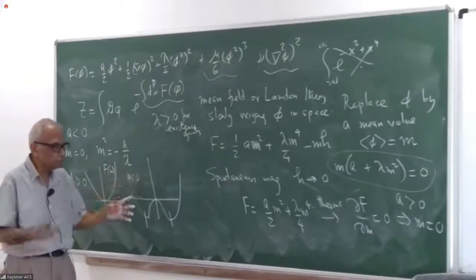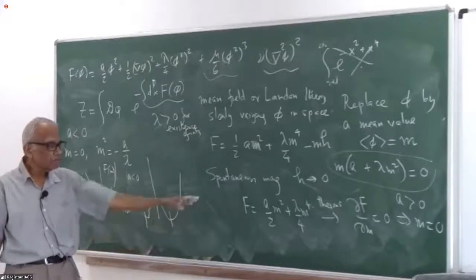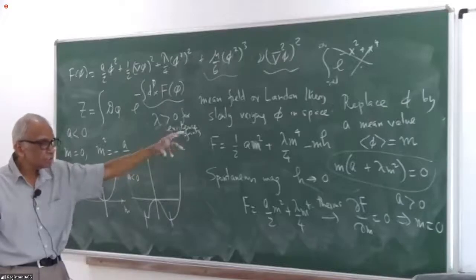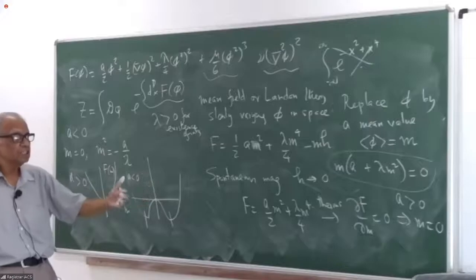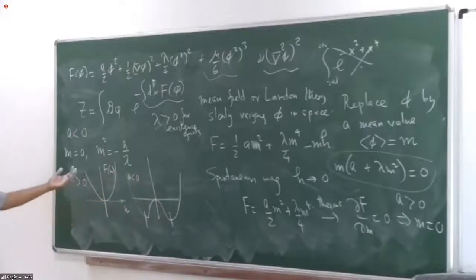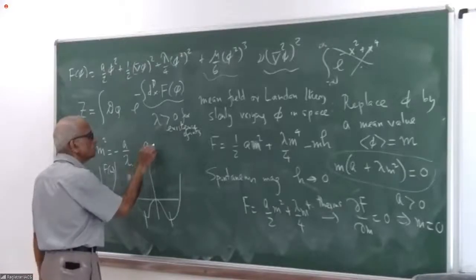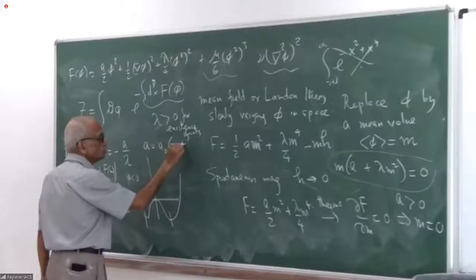The symmetry in particular being up-down over here. And so for A greater than 0, the transition point is A equal to 0. Physically, the transition occurs at T equal to Tc, and therefore you write A equal to A0 times T minus Tc.